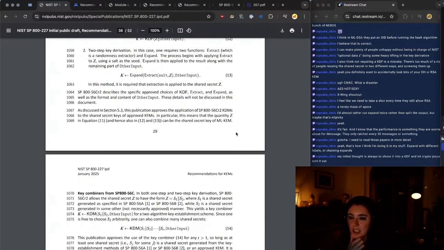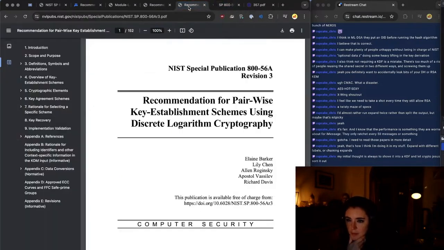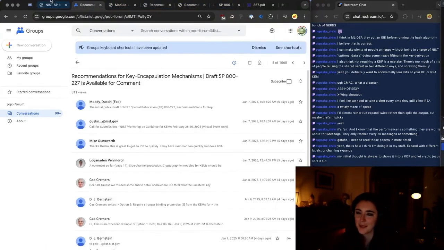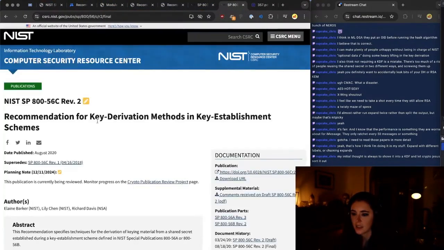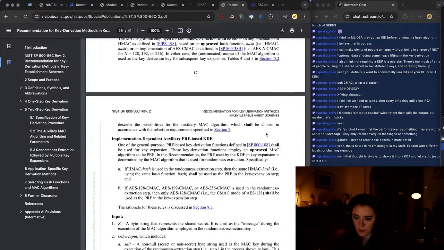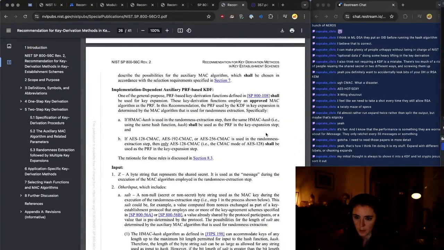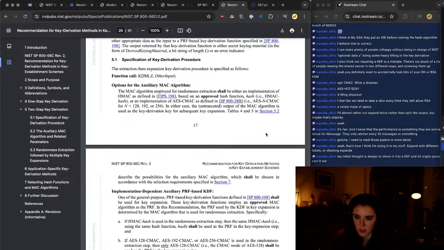Okay. 56C describes the specifically approved choices: KDF, extract, expand, as well as the format and context. Do I have 56C open? Pardon. 56B. 56A. There are too many. There. Yeah, I've opened this before. So, yep. Under 108 shall be used a key expansion. Wait. Extraction, then expansion. Okay.